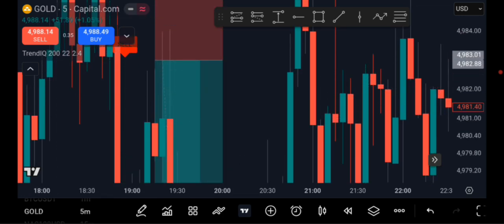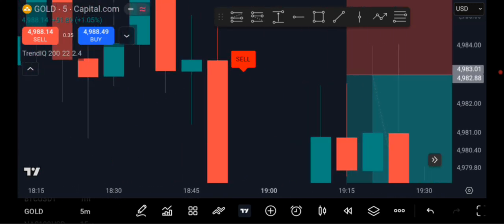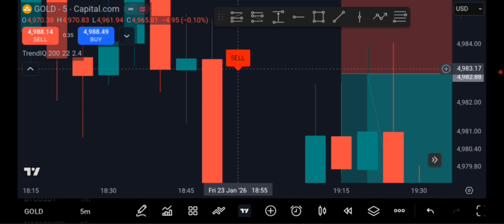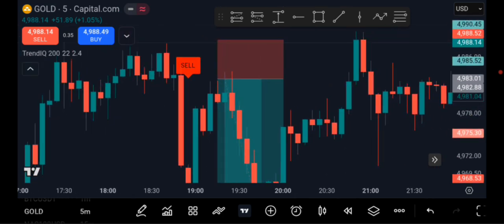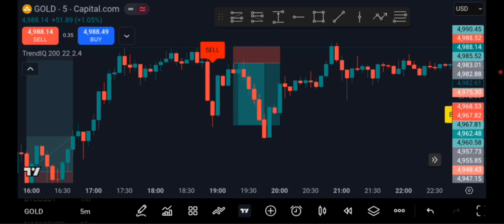Let me zoom in for better view. So this was the sell signal. This was the candle that was not balanced yet to this green candle here. So I just had to take my entry at the body of the candle, very close to the body. At the body, that's my entry. As you can see, it was a sniper entry that gave me a solid 1-to-3.